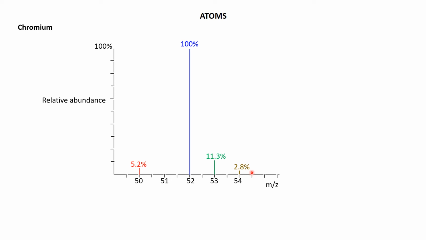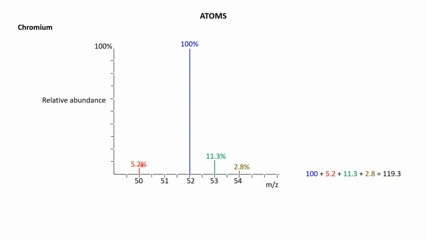How could we get the atomic mass of chromium from this? And the answer is you can't say it's 50 times 0.052 plus 52 times 1 plus 53 times 11.3 plus 54 times 2.8, because we're not talking about the relative abundances, we're talking about these numbers relative to the biggest one being 100. And of course, when we talk about relative abundance, as we do for our atomic mass, all of the different percentages have to add up to 100. Here, all our percentages add up to 119.3.